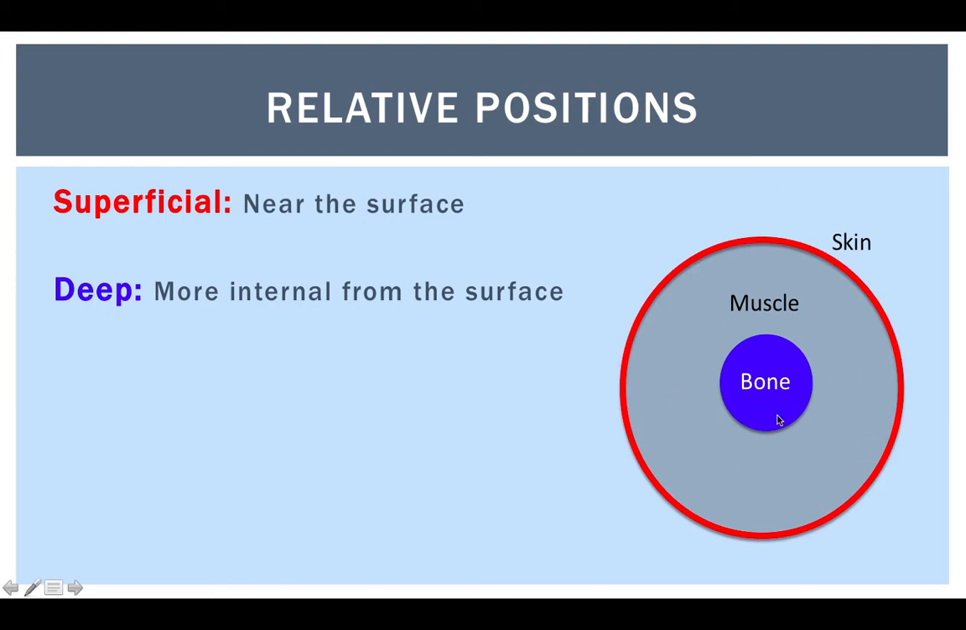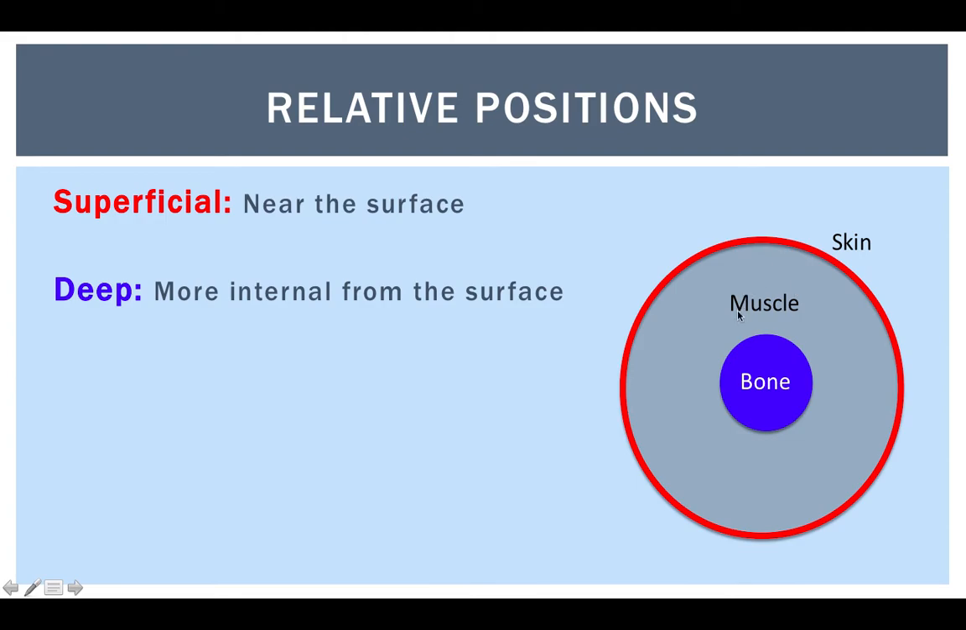It goes further. So if we were to look at this as a cross section of an arm or a leg, you have the bone in the very, very middle. Muscle surrounds the bone, and then skin surrounds your muscle. So in this case, the most superficial part would be the skin. The deepest part would be the bone. And then the muscle is in between.